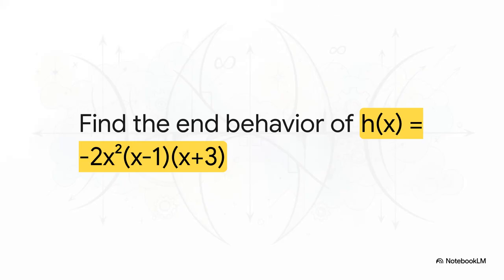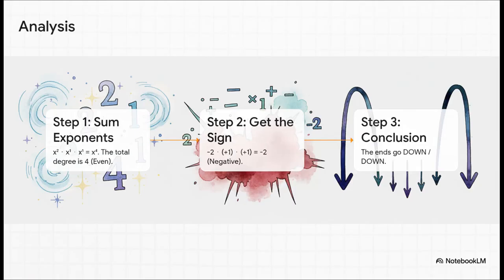All right, for our last example, we've got something in factored form. Now, this can look a little scary at first, but trust me, the exact same rules apply. We just need to do a tiny bit of detective work before we can get our answer. First, we need the total degree. To get that, we just add up all the exponents on the x's.